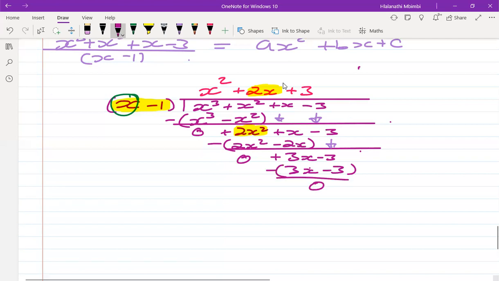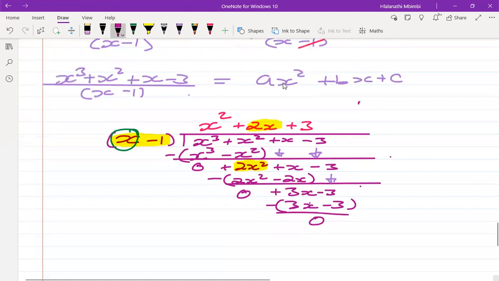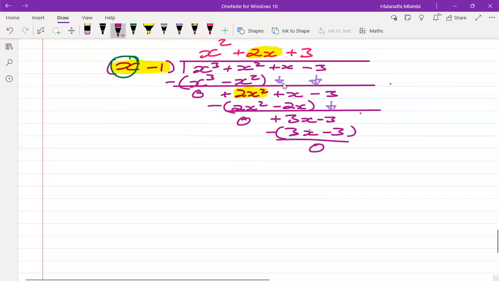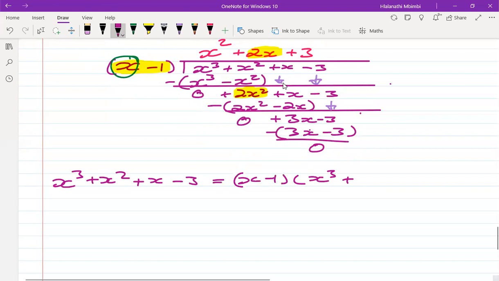Then that also means that in this division, the remainder is 0. So it means that that x minus 1 gets into that thing under the radical, and then the pinkish thing is what is left. So what does this mean? This basically means that you have x cubed plus x squared plus x minus 3 gives you what? It gives you x minus 1 and x cubed plus x squared plus x minus 3. Are you guys following?